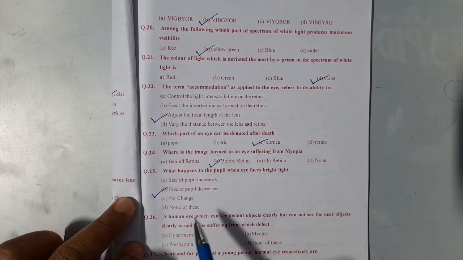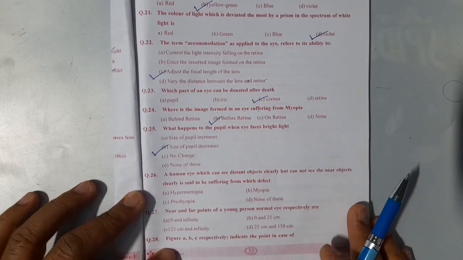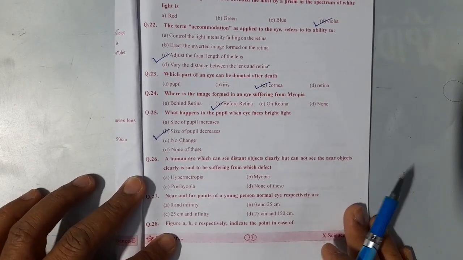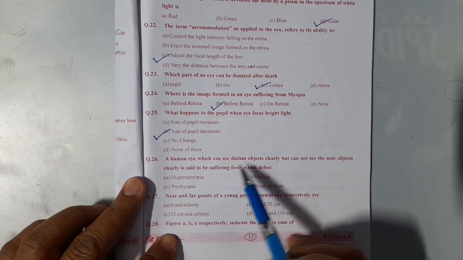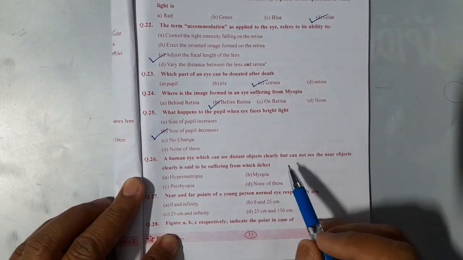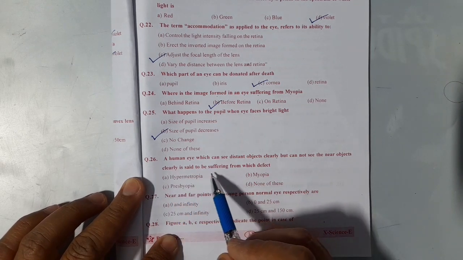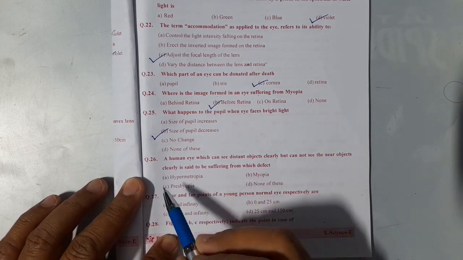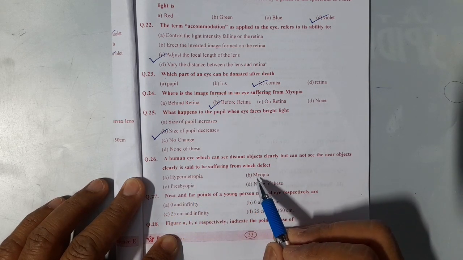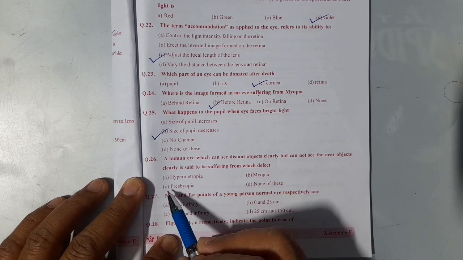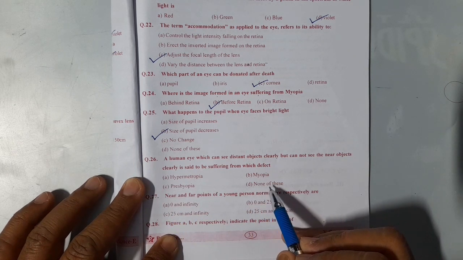Next question. A human eye which can see distant objects clearly but cannot see the near objects clearly is said to be suffering from which defect? Option A, hypermetropia. Option B, myopia. Option C, presbyopia. Or option D, none of these.